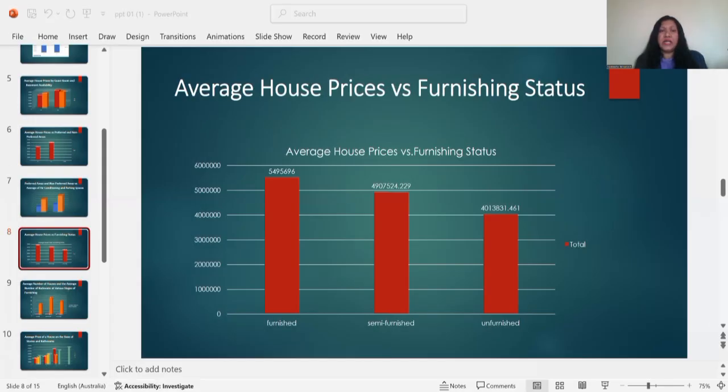This chart, average house prices with furnishing status, shows a clear positive correlation between a property's furnishing status and its average price. Furnished homes have the highest average price, $5.50 million, followed by semi-furnished at $4.91 million, and unfurnished at $4.01 million. This indicates that the level of furnishing has a direct impact on a home's market value.